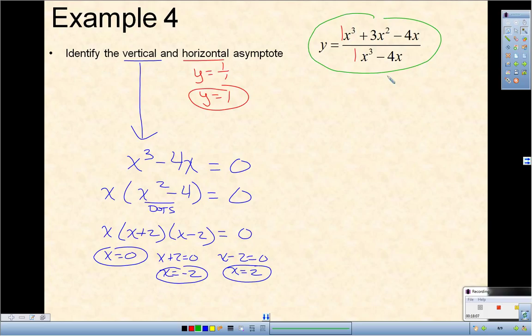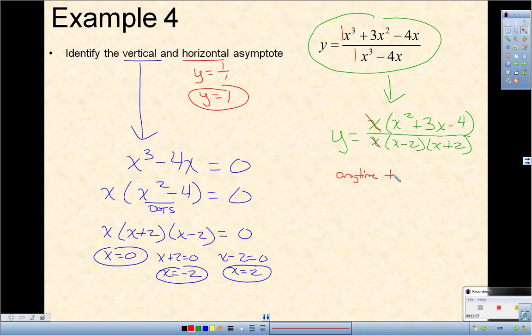With this function, if you notice, in the numerator, what is my GCF that they all have in common? They also have an x in common. So I could factor the numerator with an x coming out, and that would leave x squared plus 3x minus 4. And in the denominator, we factored this out to be x and x minus 2 and x plus 2. If you notice, they have an x in common.